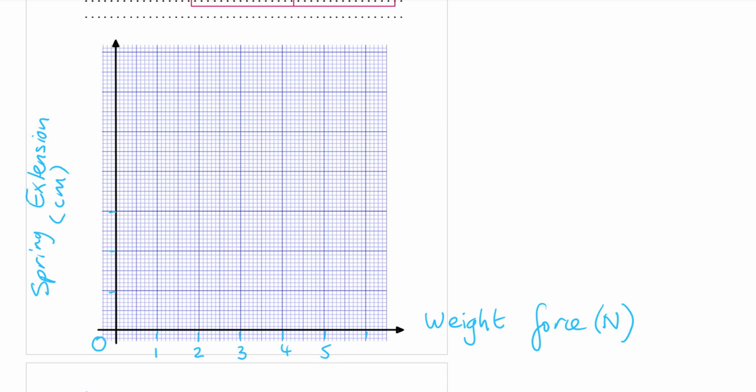I'm not going to use 1s here. I might not even use 2s. Let's have a look. 1, 2, 3, 4, 5, 6, 7. That's no good. Let's try 2s. 2, 4, 6, 8, 10, 12, 14. That's not enough. I think I'm going to have to go up in 5s. Every big square is going to be worth 5 centimeters.